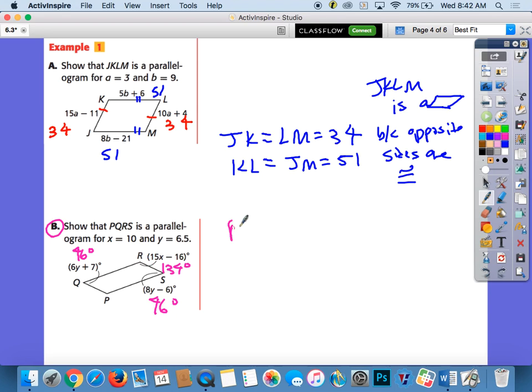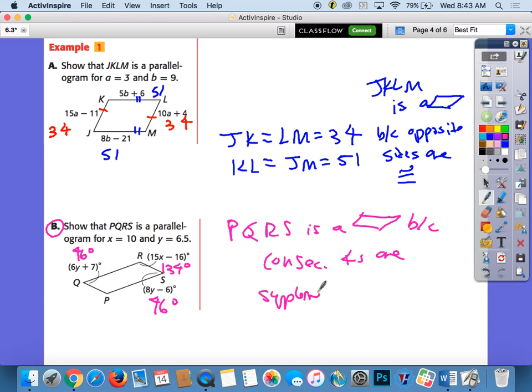So I know that polygon PQRS is a parallelogram because consecutive angles are supplementary. So we're using that last property that we talked about.